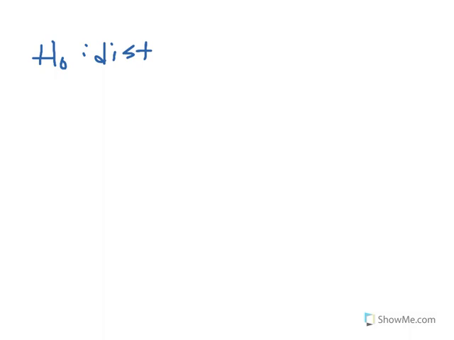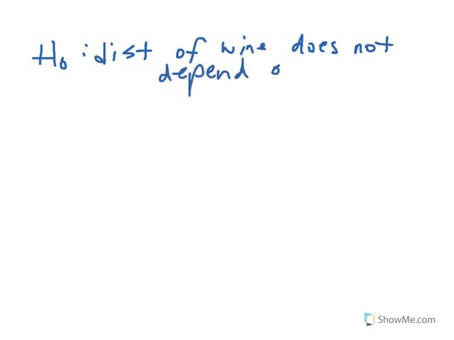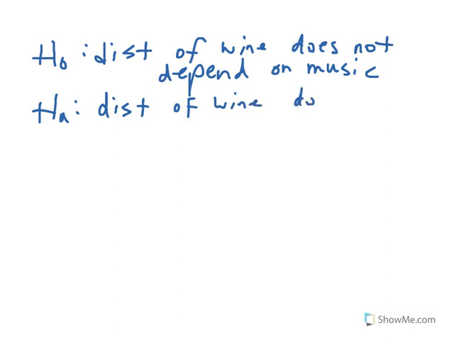So the null: the distribution of wine does not depend on music. That's the way we could say it. Doesn't matter what music you're playing, the distribution of wine purchased will be the same. The alternative is that the distribution of wine purchased does depend on the music that's being played, and we are pretty sure that's going to be the case.